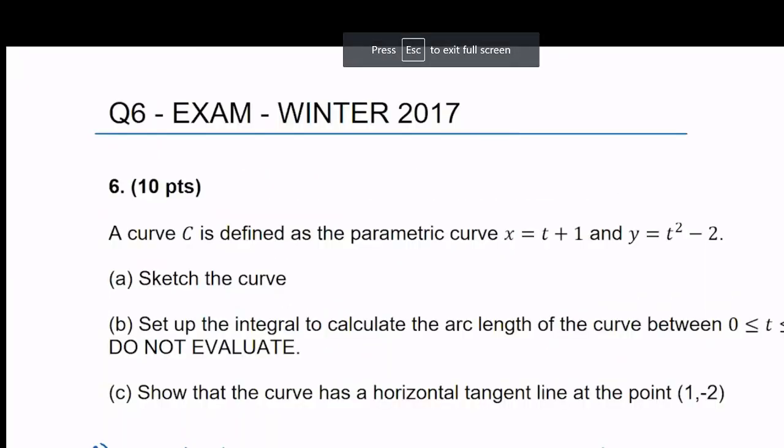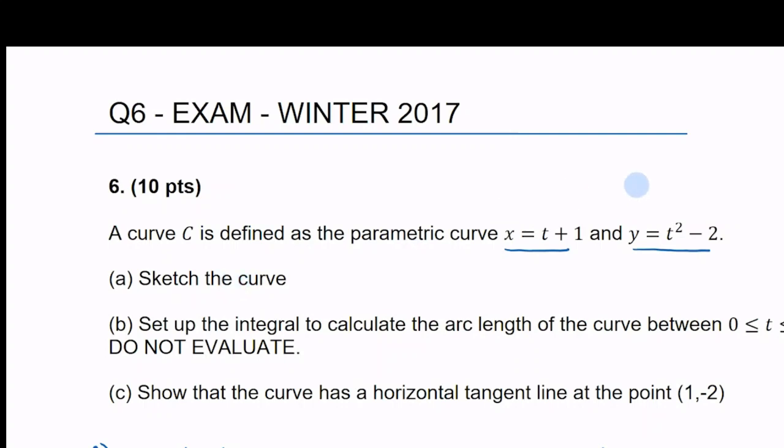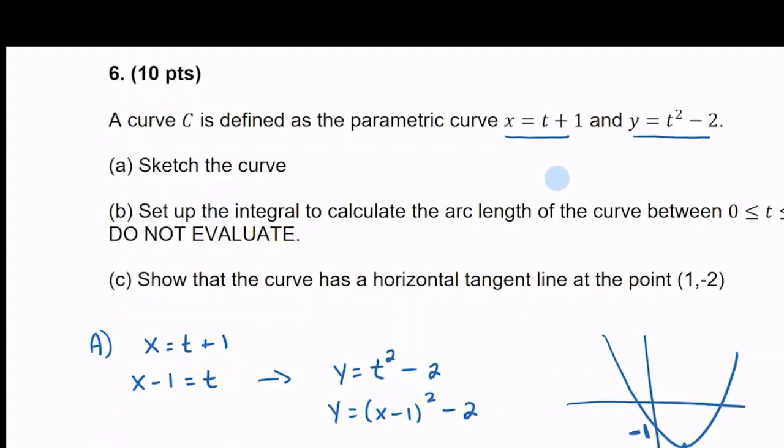A curve C is defined as the parametric curve x equals t plus 1 and y equals t squared minus 2. Part A, sketch the curve. There are two ways we can do this. We could create a table of values, but the easier way is to eliminate the parameter.